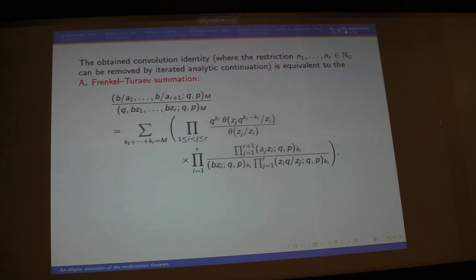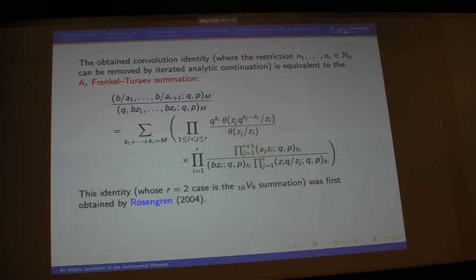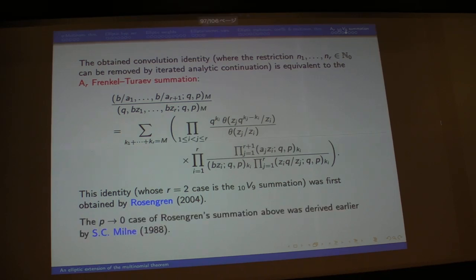Okay, just here is actually the A_R Frenkel-Turaev sum, written in compact form, as Yama has explained in the first day. Working with multivariables, it's useful to write things as compact as possible. So we write it in this restricted form. So the R equals 2 case is actually the classical case. And this identity was obtained by Hjalmar Rosengren in 2004, but already in 1988, the trigonometric case, the p tends to 0 limit of this identity, was proved by Stephen Milne.